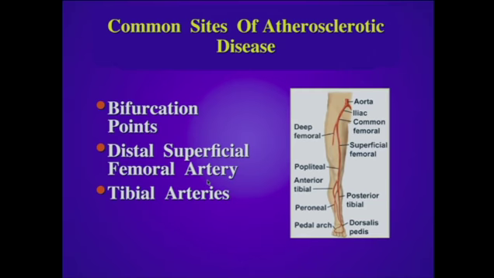Now, it is important to recognize that we can identify atherosclerotic disease at the bifurcation points. So, of course, we'll be able to see significant lesions at the aortic bifurcation, iliac bifurcation, femoral bifurcation, and of course the tibial trifurcation. Another important area is the superficial femoral artery at the level of the adductor canal, as this is an important site of disease in diabetic patients.